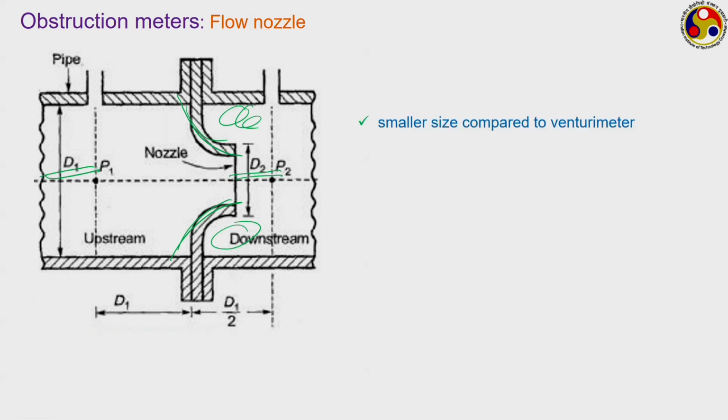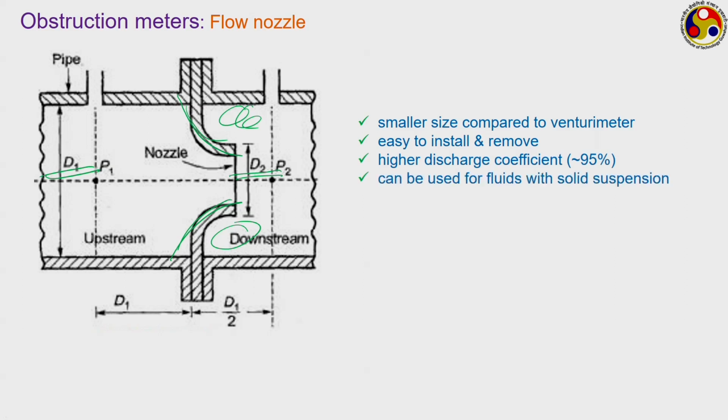Its size is smaller compared to the Venturi meter, which we shall be talking about next. It is easy to install and also remove if required. The discharge coefficient is quite high, around 95%, which is excellent. It can be used for fluids with solid suspensions, as there is a smooth transition for the upstream fluid. On the upstream side at least, the solid particles can easily follow that without leading to the clogging of the orifice. This orifice portion is often called the throat of the channel also, because that is the portion with the smallest diameter.